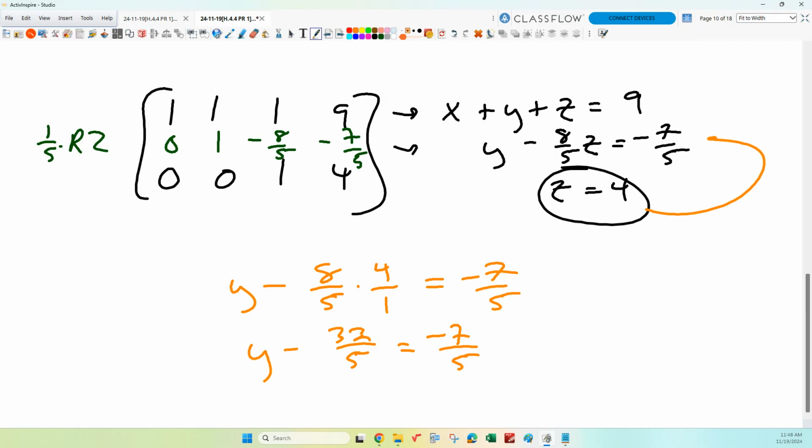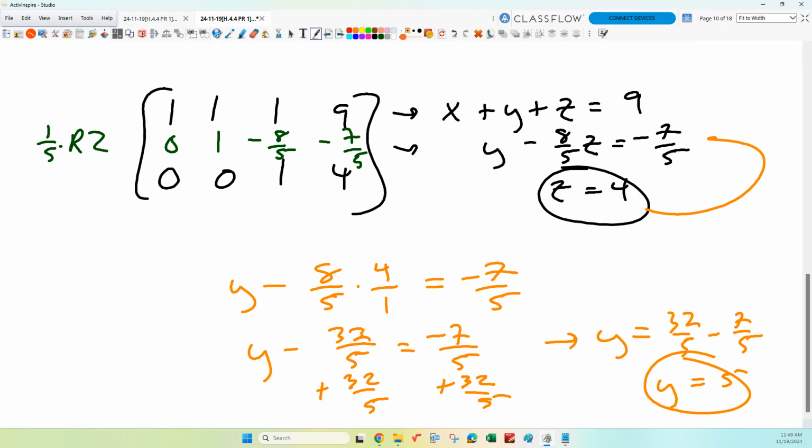Last step. Add 32 fifths to both sides. And that gives us y equals 32 fifths minus 7 fifths, which is how many fifths? 32 minus 7? 25 fifths. What's 25 fifths? Okay. And then next step, we know z and y.